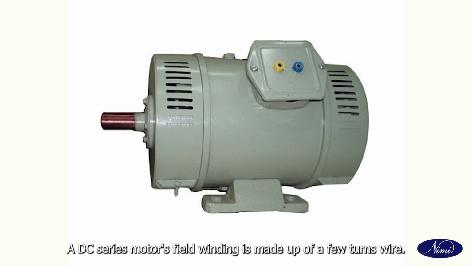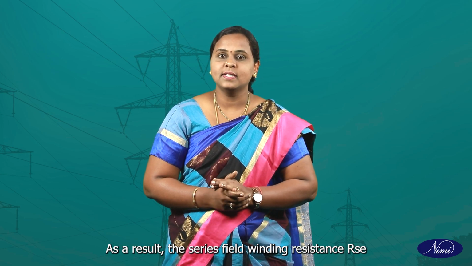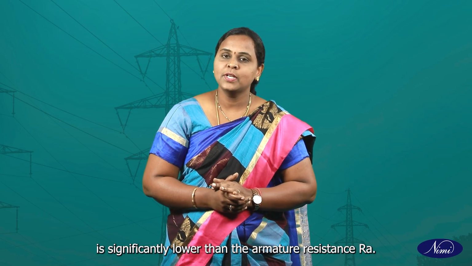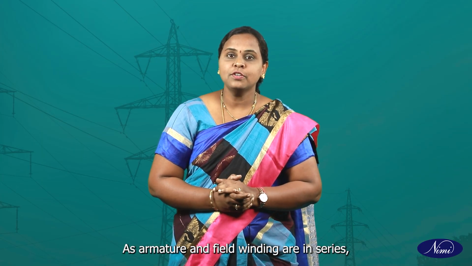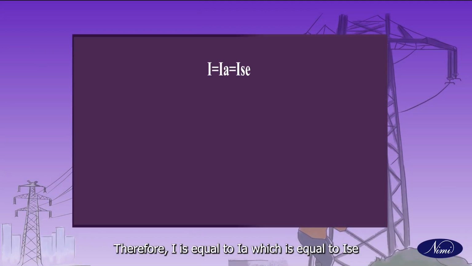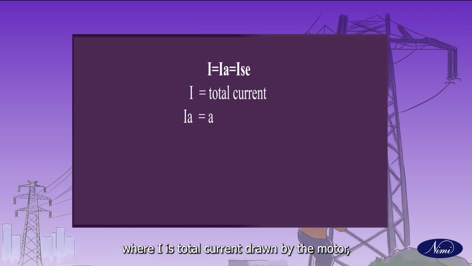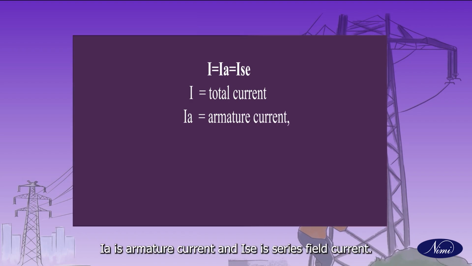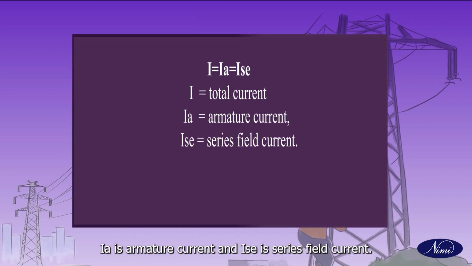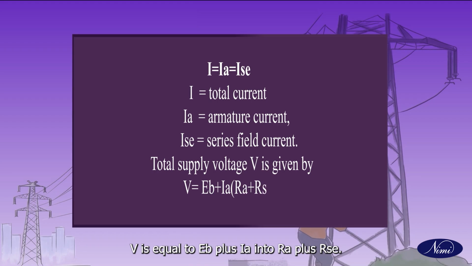A DC series motor's field winding is made up of a few turns of wire. As a result, the series field winding resistance RSE is significantly lower than the armature resistance RA. As armature and field winding are in series, I is equal to IA, which is equal to ISE, where I is total current drawn by the motor, IA is armature current and ISE is series field current. Total supply voltage V is given by V equals EB plus IA into RA plus RSE.